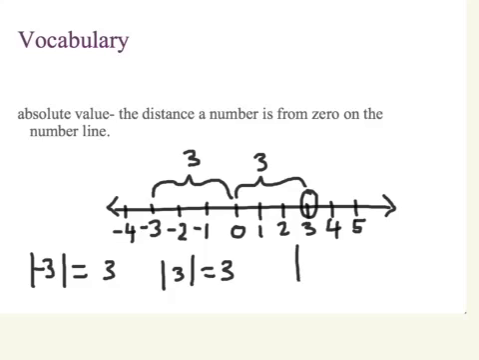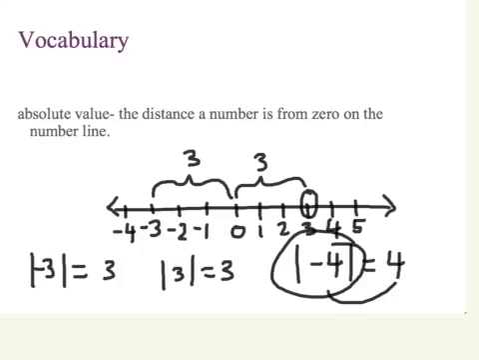What do you think the absolute value of -4 would be? If you guessed +4, you're correct. The answer to an absolute value question is always positive. If you're evaluating an absolute value, you're always going to get a positive answer for whatever is within the absolute value. And we'll talk more about that.